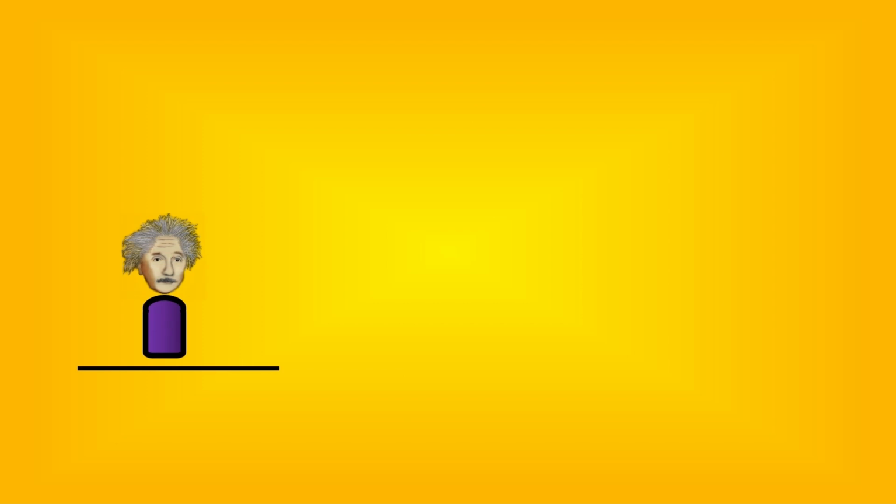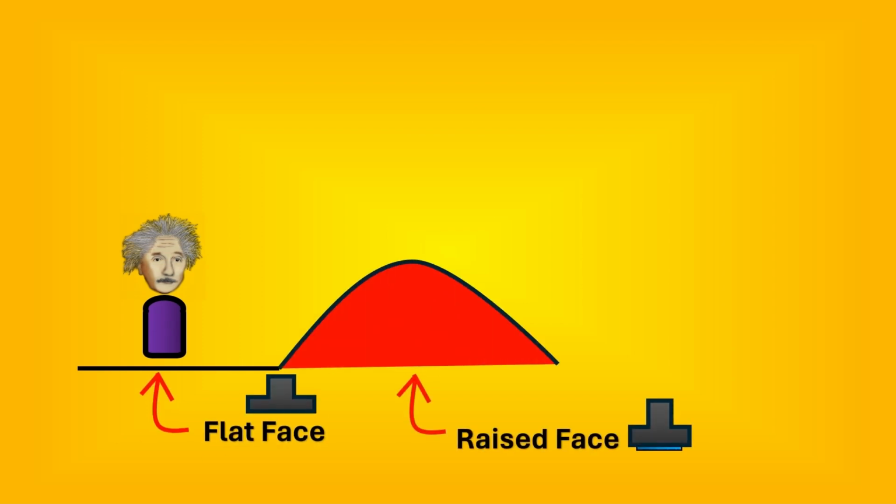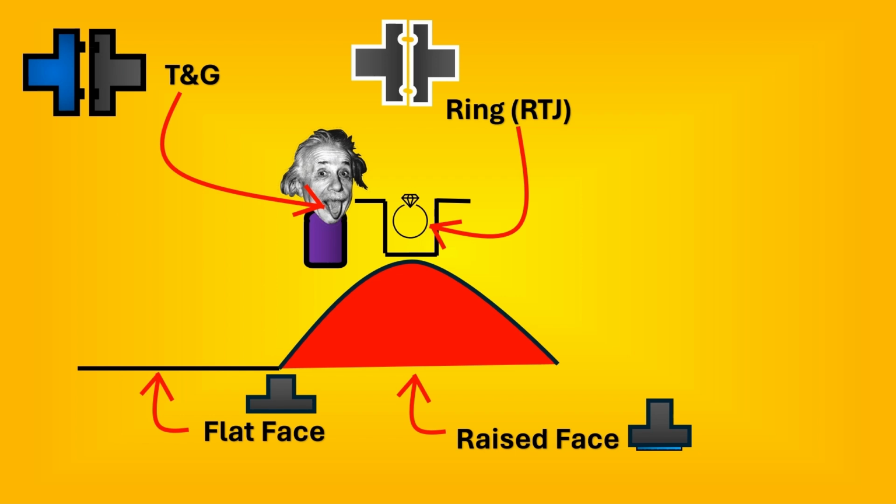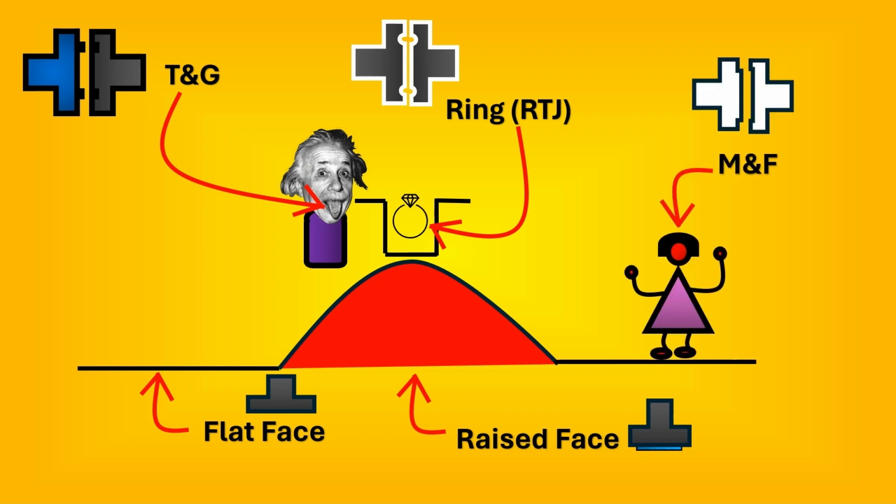So getting to it, imagine there's an engineer who's on a flat face design, and he goes to a raised face mountain which reminds us of the raised face flange. He finds a ring there which reminds us of the ring type joint, and he uses a tongue to remove it from the groove, which reminds us of the tongue and groove type of design, and he gives the ring to a female, and thus the male and female have a happy married life ahead. So hope you remember all these 5 types, which is flat face, raised face, tongue and groove, ring type joint, and male and female.